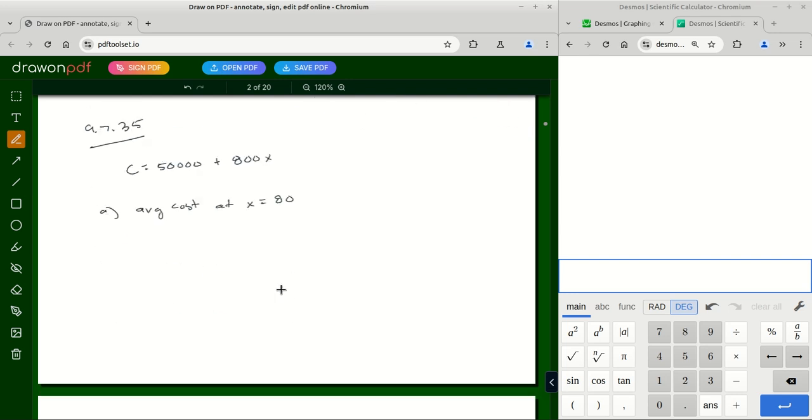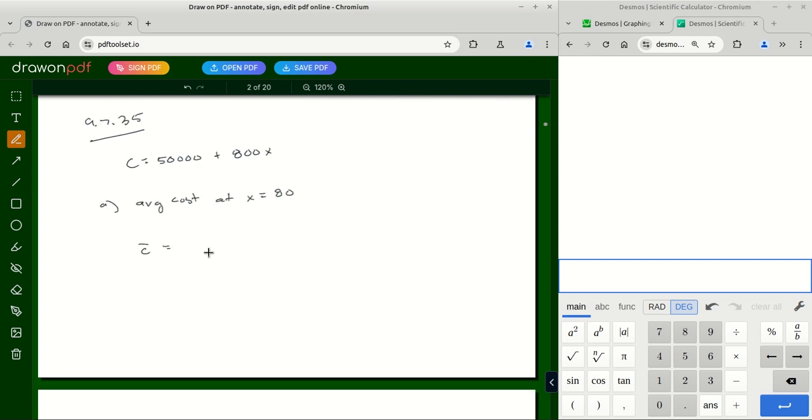Okay. So average cost is going to be whatever I had divided by x, and then I'm finding my average cost whenever I plug in an 80.